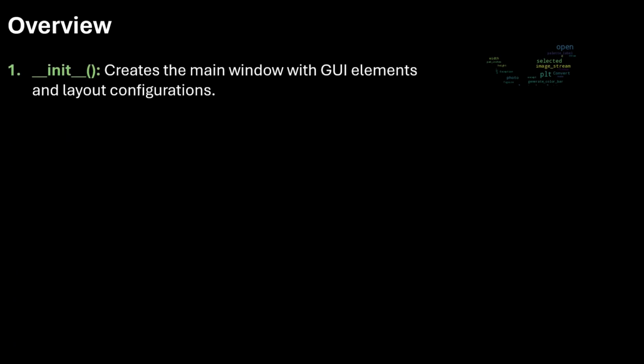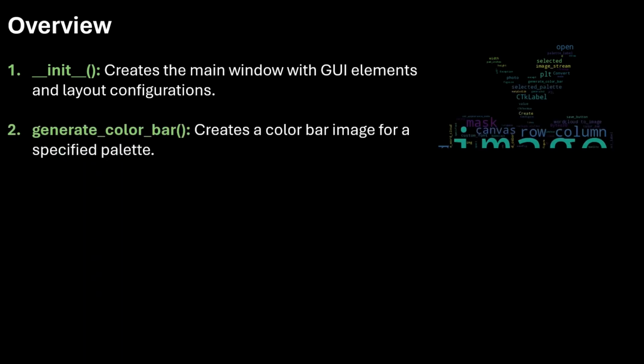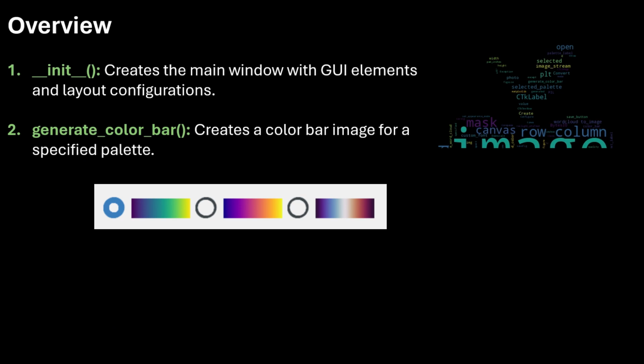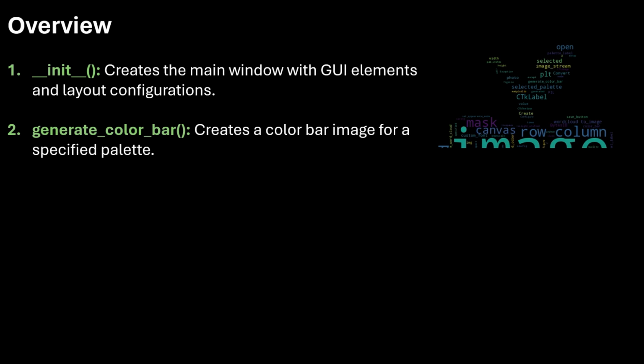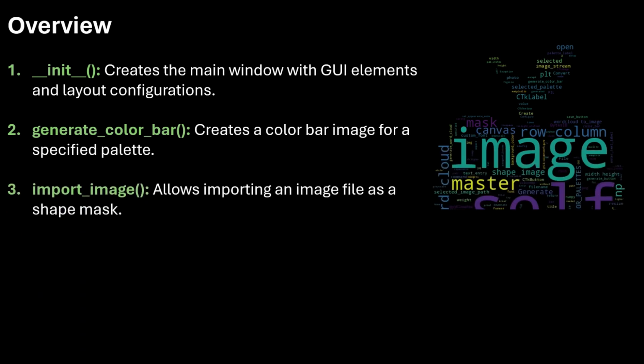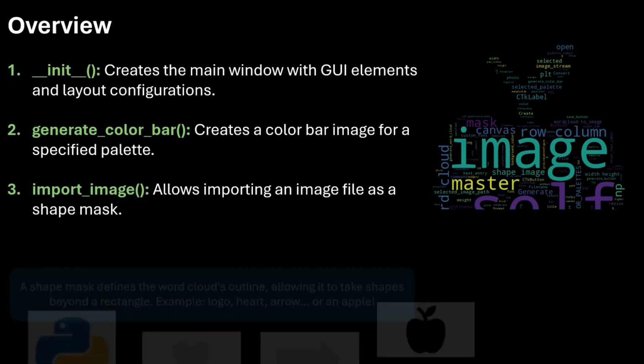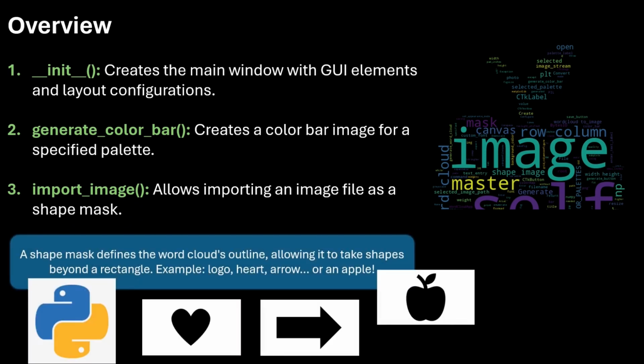Here is an overview of the different methods necessary to build this app. We begin with initializing the constructor, which includes the main window with GUI elements and layout configurations. We then have the generateColorBar method, which creates a color bar image for a specified palette. The color bars will be used to show the user which colors are included in each color palette. The importImage method is used for importing an image file as a shape mask. A shape mask defines the word cloud's outline, allowing it to take shapes beyond the default rectangle.